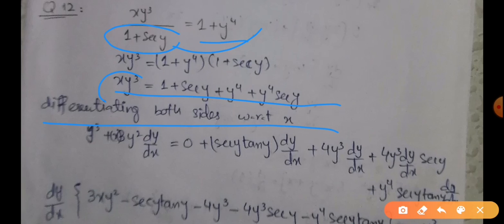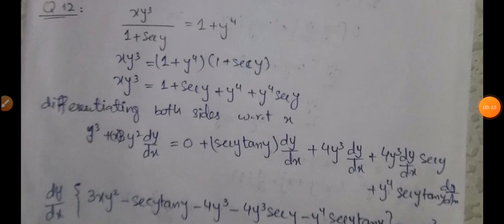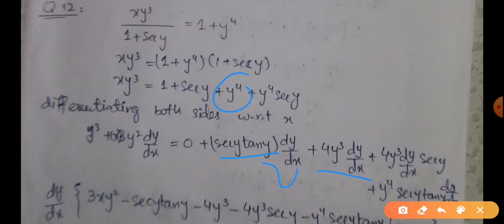So we will apply the product rule on this expression. Derivative of x is 1, y cubed as it is, plus x as it is, the derivative of y cubed is going to be 3y squared, and the derivative of the base is dy by dx, which is equal to the derivative of 1, which is 0. Then the derivative of secant y is secant y tan y, and the derivative of the angle is dy by dx, plus the derivative of y to the power 4 is going to be 4y cubed dy by dx, plus we will apply the product rule on this.